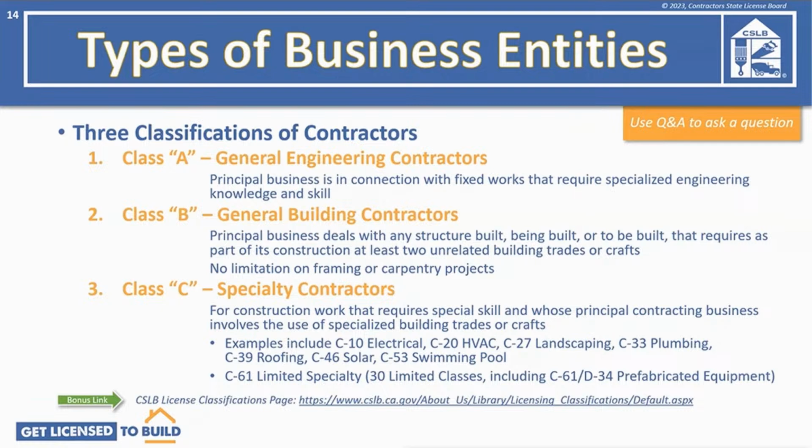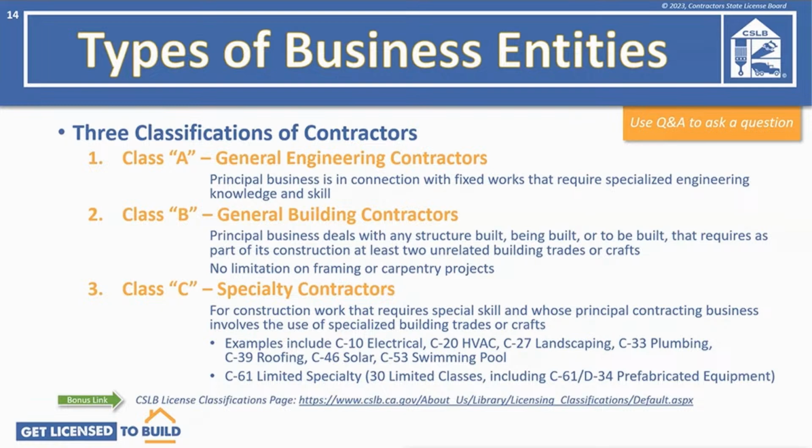In other words, a B contractor shouldn't take a prime contract for any project involving trades other than framing or carpentry, unless the prime contract requires at least 2 unrelated building trades other than framing or carpentry. There is no limitation on B contractors to stop them from taking on projects that only include framing or carpentry.